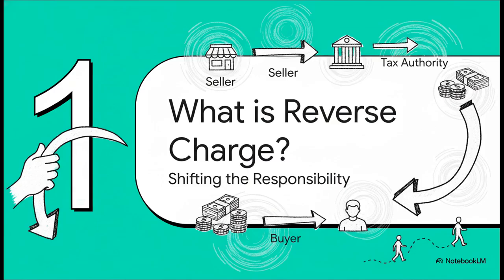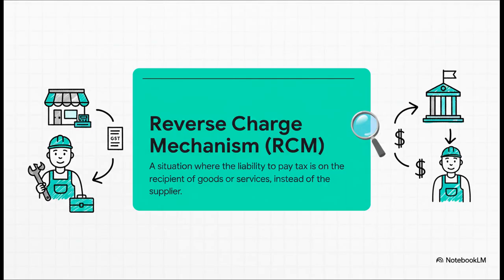So, what is this whole reverse charge thing anyway? Honestly, the name itself gives you a massive clue. It's all about reversing the normal flow of things. Normally things are pretty straightforward, right? Your supplier sends you an invoice with GST on it, you pay the supplier, and they handle paying the government. Easy. Well, RCM completely flips the script. The supplier's invoice has no GST. Instead, you, the person receiving the goods or services, are on the hook. You have to calculate the GST yourself and pay it directly to the government.